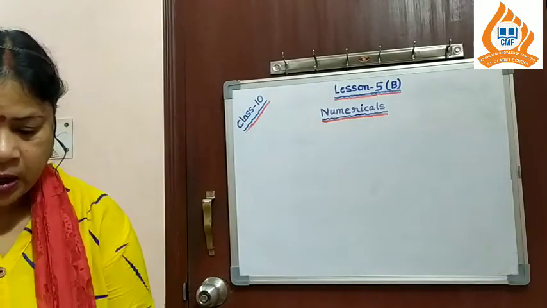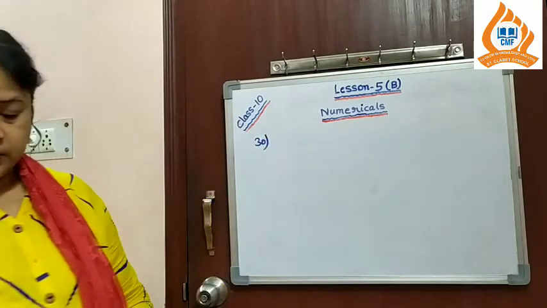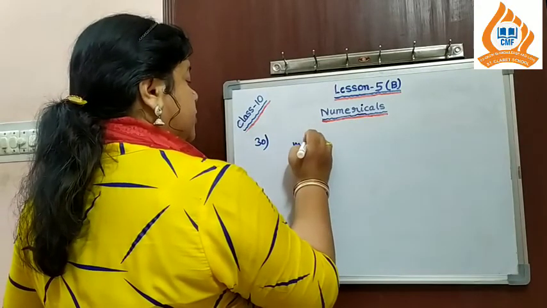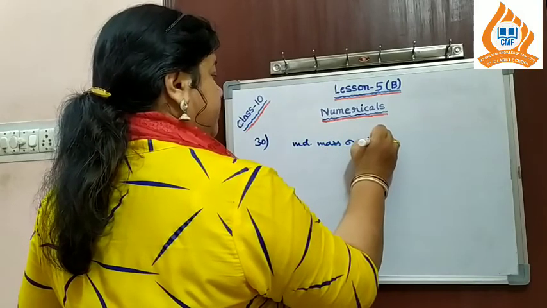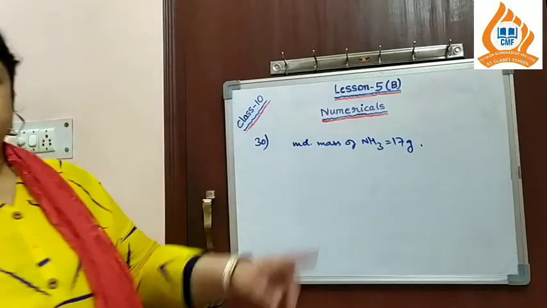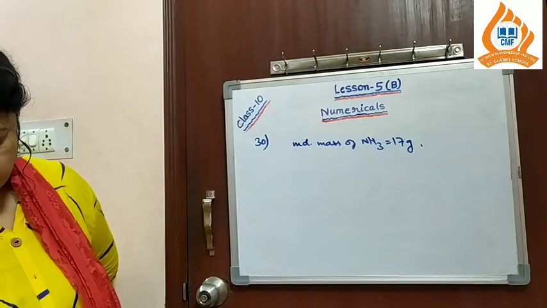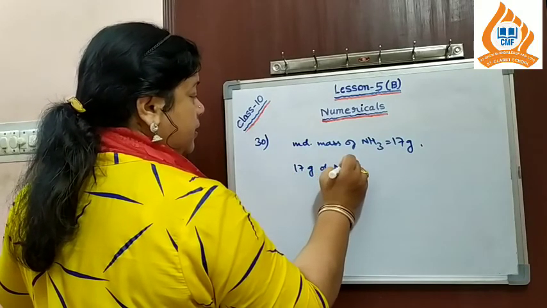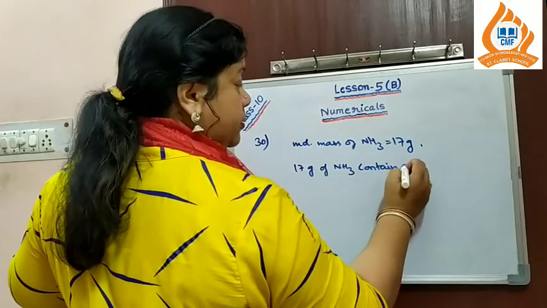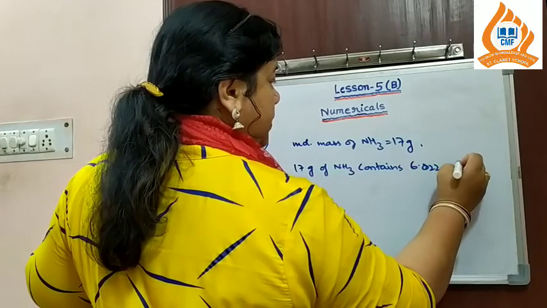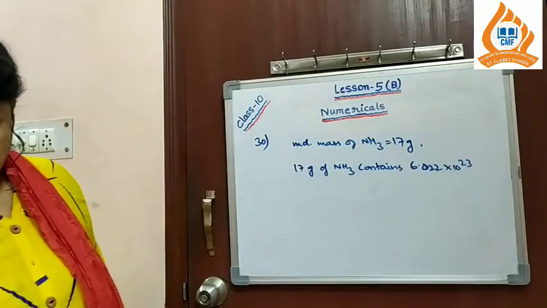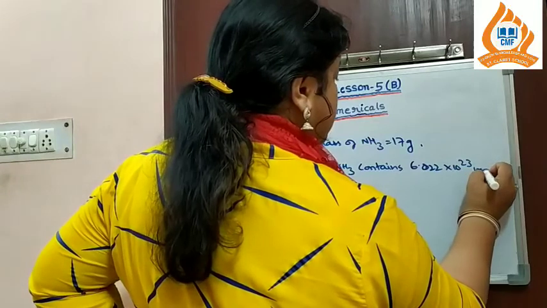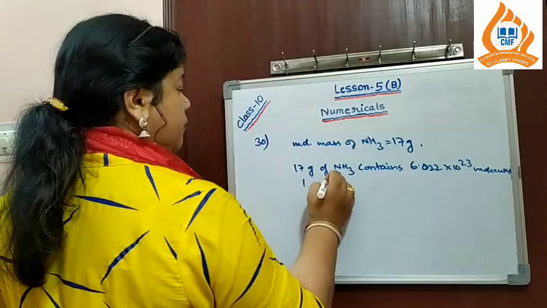Just have a look. Now question number 30 is the number of molecules in 4.2 grams of ammonia. So ammonia is how much? Molecular mass of ammonia, first you have to find. It is 17 grams, 14 plus 3. Now what is being told here? The number of molecules. Okay, so we know that 17 grams of ammonia contains 6.022 into 10 to the power 23 molecules. Okay, so 1 gram will contain how much?